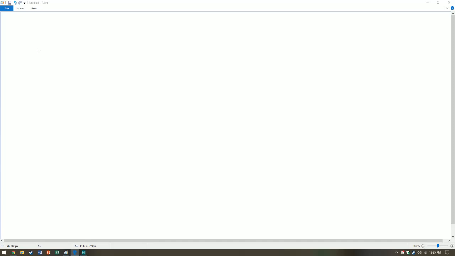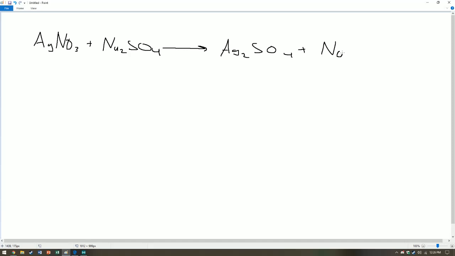First it says write a balanced chemical equation including states. So let's do that. We have AgNO3 plus Na2SO4 yields silver sulfate, Ag2SO4, plus NaNO3, and include your states, aqueous. That's the skeleton equation, and let's quickly balance it. Put a 2 here, and if you put a 2 here, that should balance everything, and it does.